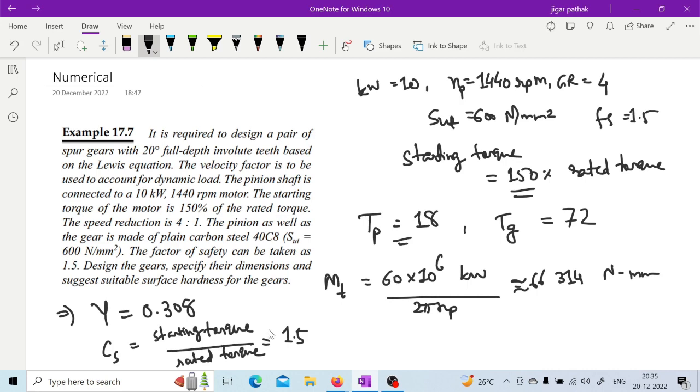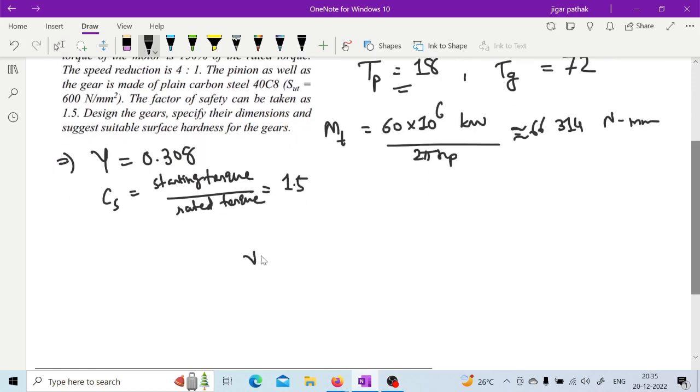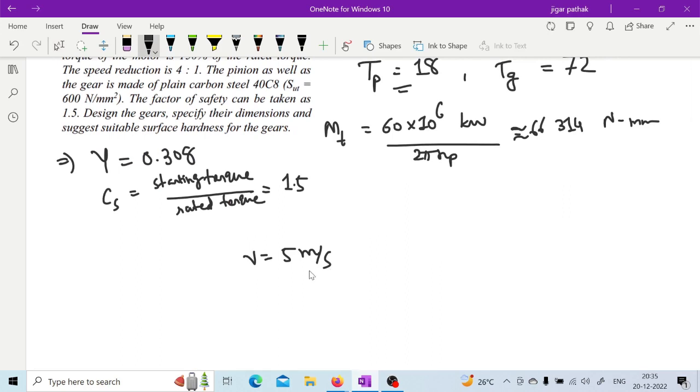Now, let us assume that the pitch line velocity is 5 meters per second. If you assume that velocity as 5 meters per second, then what will be your CV? Sir, 3 upon 3 plus V, right? Because it is less than 10 meters per second, so it is 3 upon 3 plus 5, that is 3 by 8. So are we assuming this value of 5 meters per second? Yes, assuming.